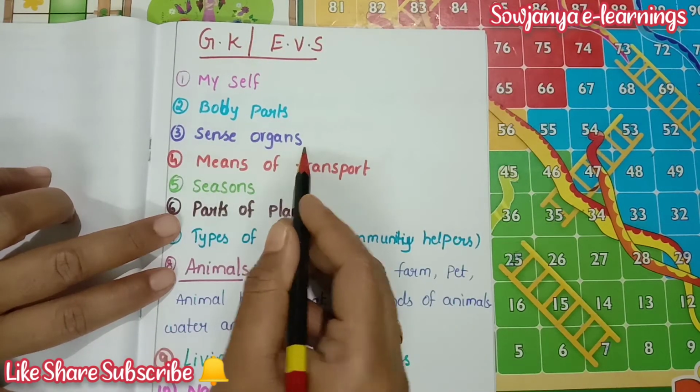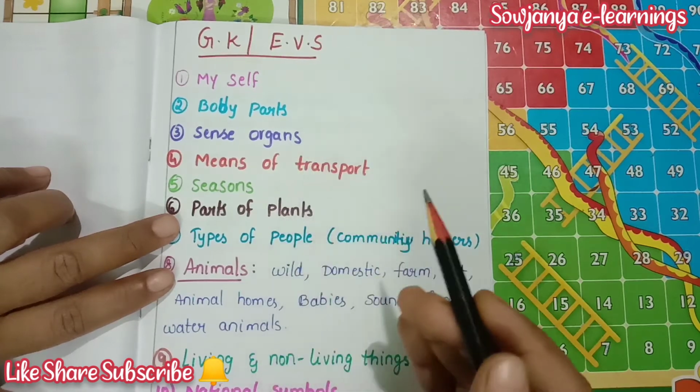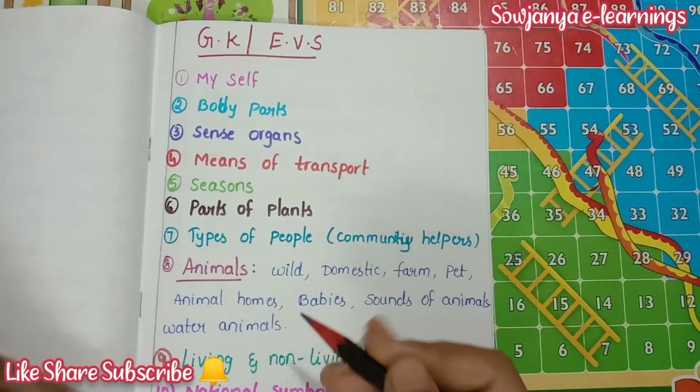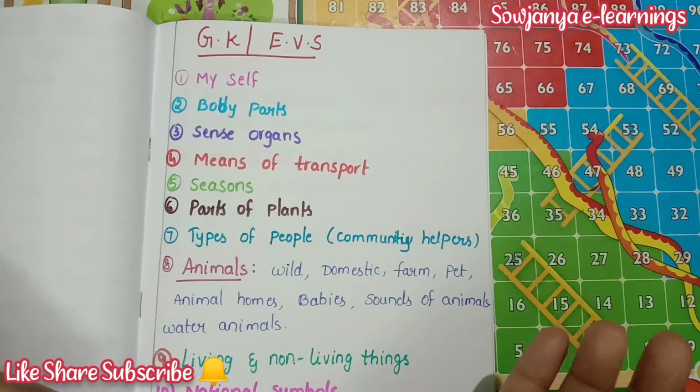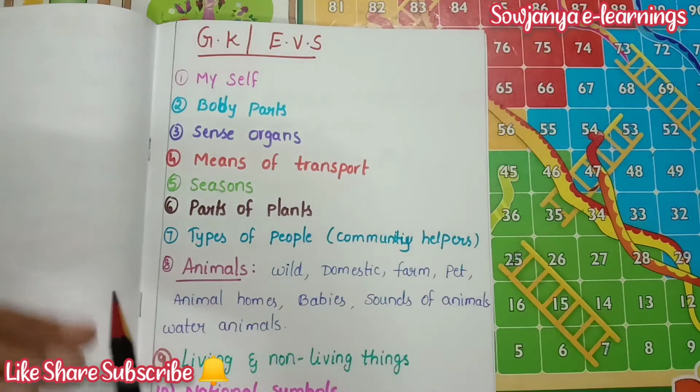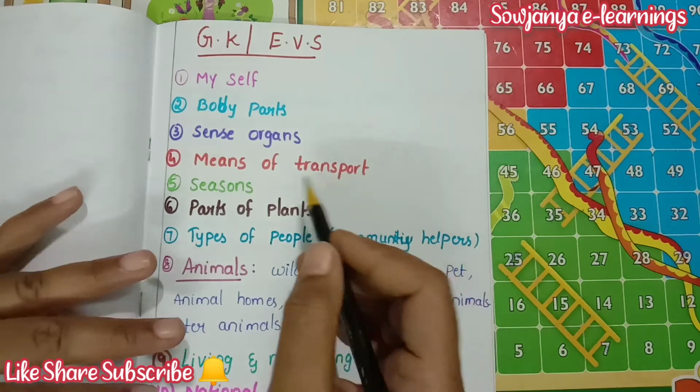Next, sense organs. We have to teach about sense organs. How many sense organs are there? What are the uses of sense organs? We have 5 sense organs: eyes, ears, nose, tongue, skin. And what are the uses of sense organs? We have to teach them.